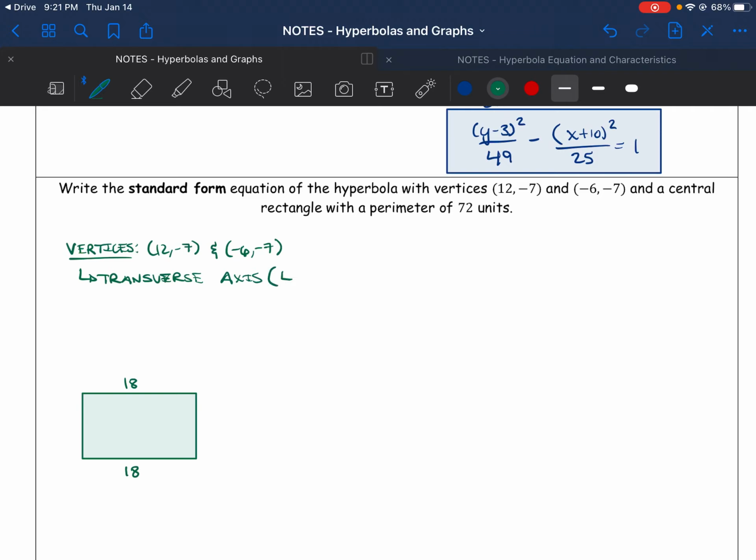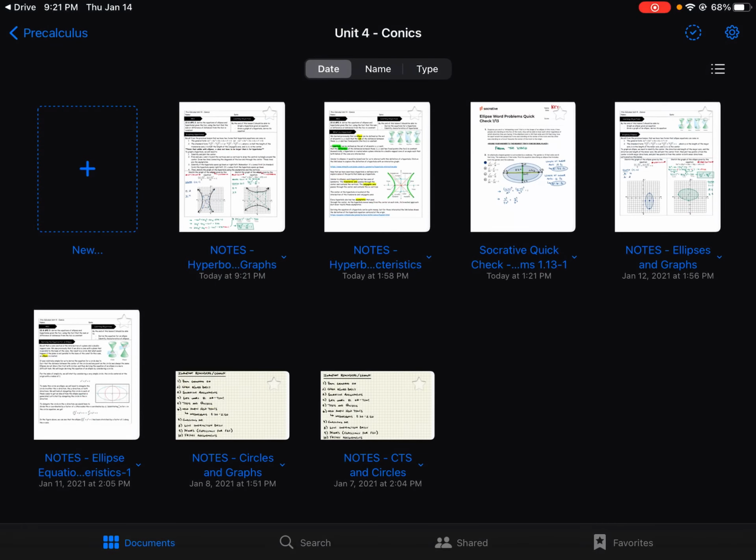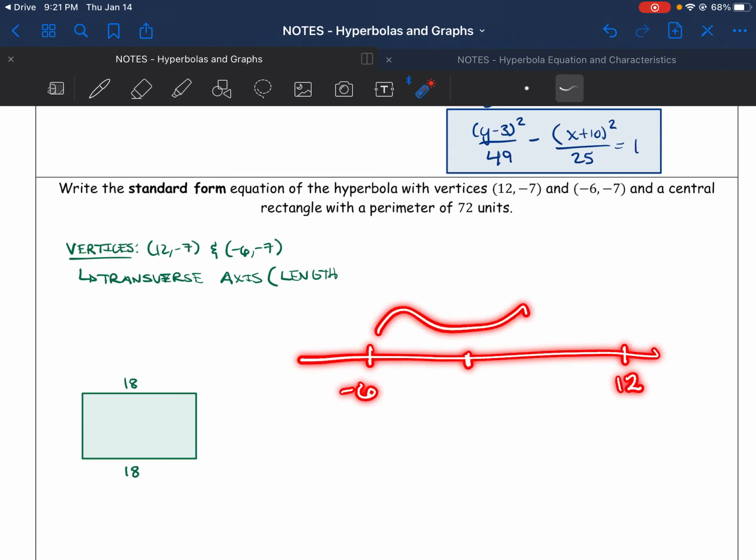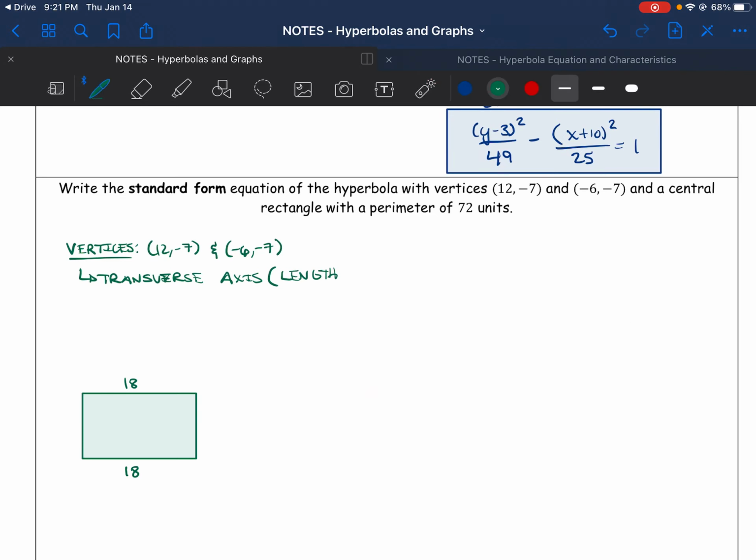We know that the length is going to be, let's think about it here. We can see the y values are staying the same, so we want to find the distance between a positive 12 and a negative 6. Well, think about a number line, right? Positive 12, 0 somewhere over here, negative 6 here. The distance between negative 6 and positive 12 is 18. So length is equal to 18.